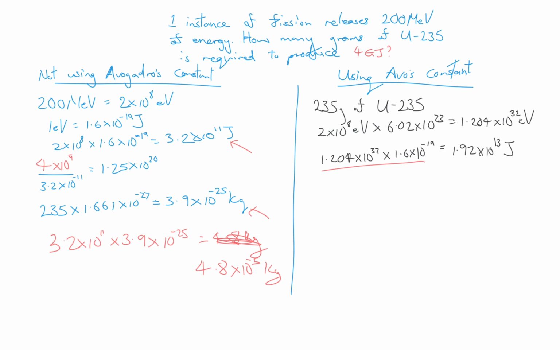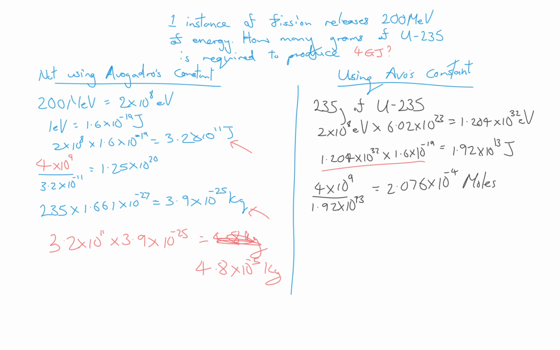Now obviously that's a lot more than 4 gigajoules, right? So it's going to be a fraction of a mole that we need. And let's find out how much exactly that is. So if I take the amount that we actually need, just 4 gigajoules, 4 times 10 to the 9 joules, divide that by the amount of energy we get from 1 mole, 1.92 times 10 to the 13, then we find that we actually need 2.076 times 10 to the minus 4 moles.